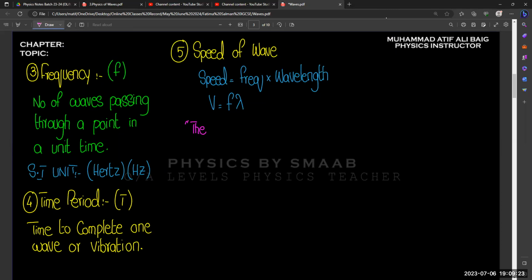Whatever the type of wave, let's suppose we are going to calculate for a sound wave, we use the same formula. If we are going to calculate the speed of a light wave, we use the same formula. Let's suppose the speed and wavelength are given and we need to find the frequency. This formula will also help you find the frequency. We rearrange the formula and calculate the frequency or any unknown quantity given in the question, right?